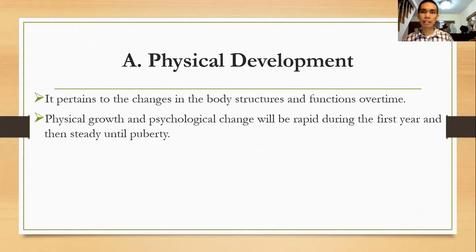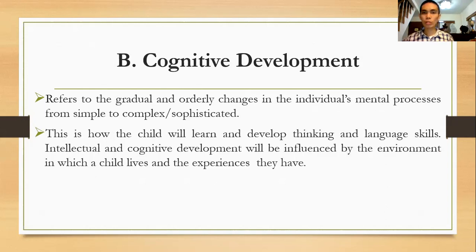For women, they experience the menstrual cycle, or menstruation, and many changes. And we will discuss that further in the next lesson. All right. So letter B, cognitive development, refers to the gradual and orderly changes in the individual's mental processes from simple to complex, sophisticated. So our mind as well becomes developed as we go along in the process.